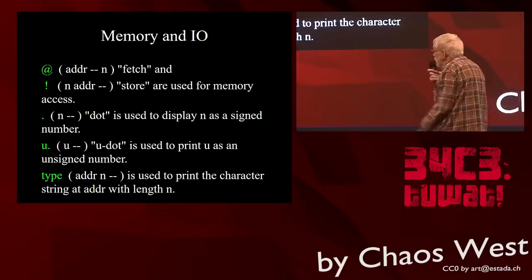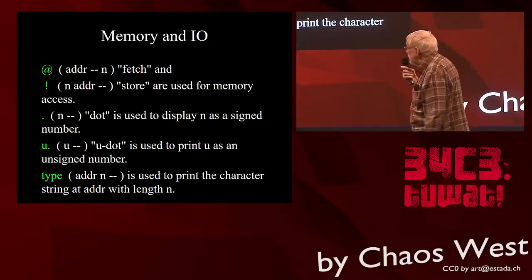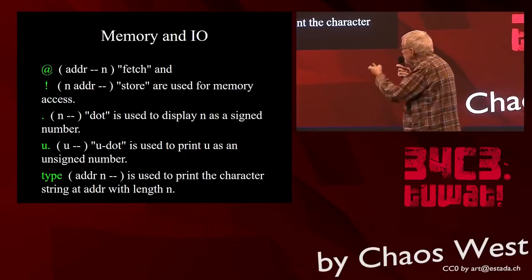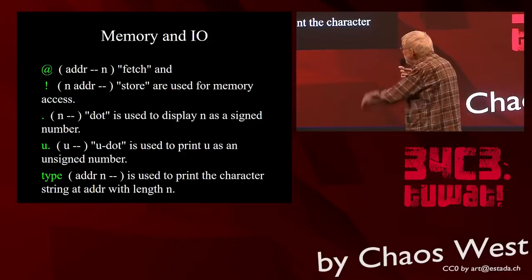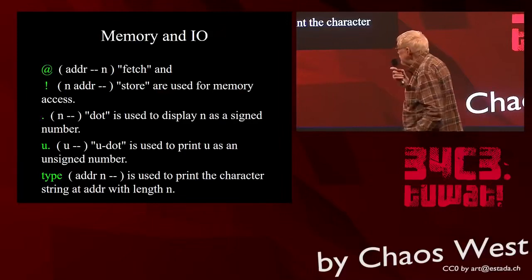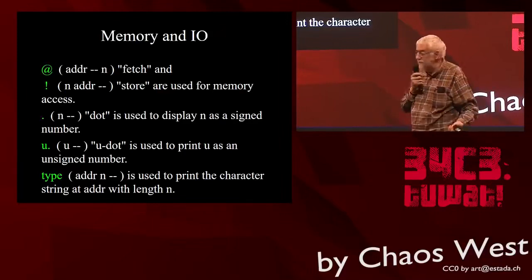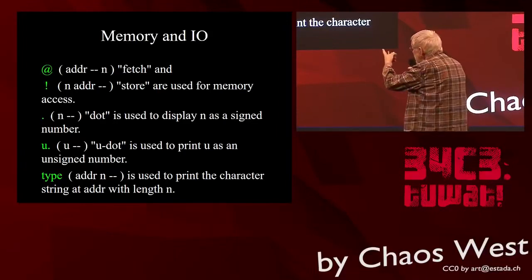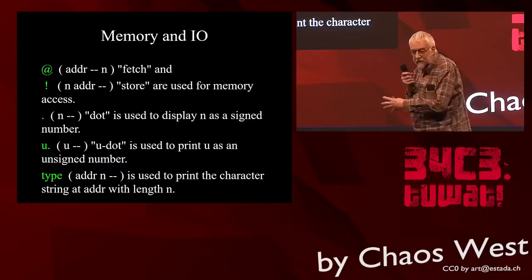Then you need words to display your results. We already stumbled across dot. It just shows the number on the stack as a signed number. U dot shows the top stack item as an unsigned number, like in addresses. And type, for instance, takes an address and a length and prints this as a string.